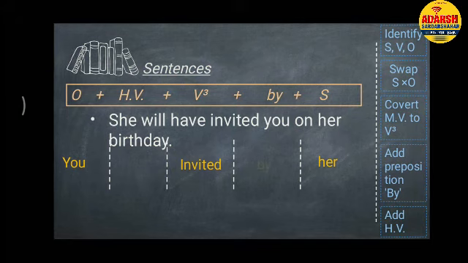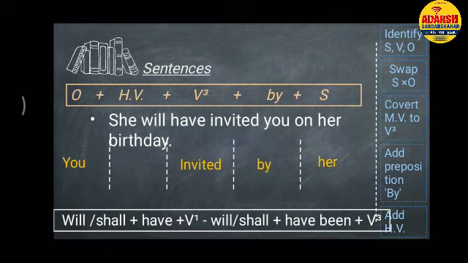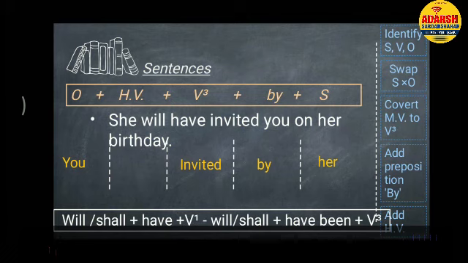Okay. Now fourth step, which is add preposition by. So here we put by before a subject. Now let us add the helping verb. So let us recall the helping verb structure, which is will, shall plus have plus verb's third form. Here again I repeat, it was a mistake to say it is verb's first form. Here it is verb's third form actually. So I'm sorry for that, but it is verb's third form.